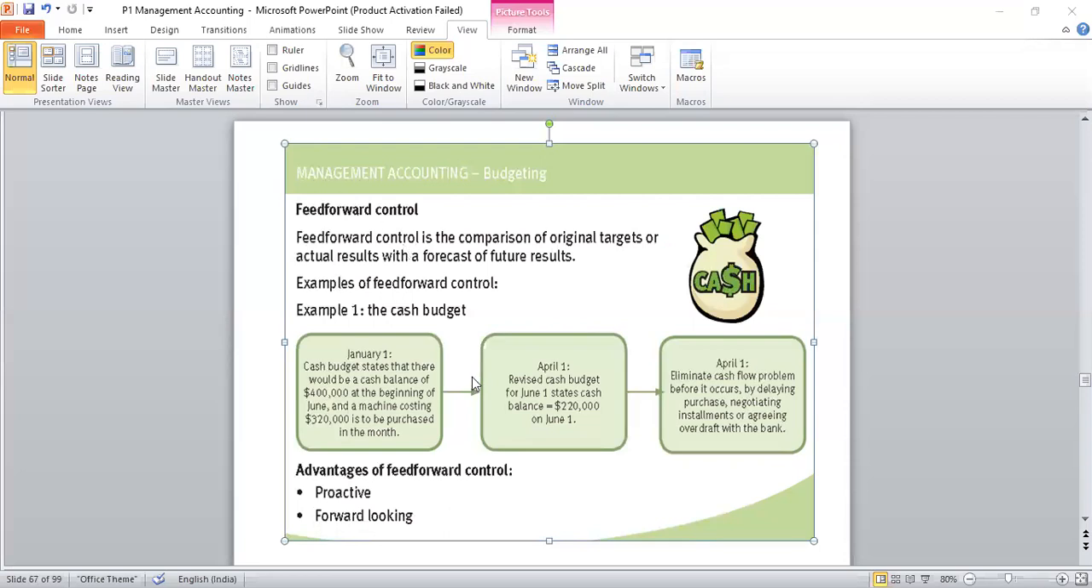Okay. Sorry about it. Feed forward control. Example we were discussing. January 1 cash budget states that there would be a cash balance of 400,000 at the beginning of June and a machine costing 320 is to be purchased in the month. April 1 revised cash budget for June 1 states cash balance is equal to 220 on June 1. April 1 eliminate cash flow problem before it occurs by delaying purchase, negotiating installments or agreeing overdraft with the bank.